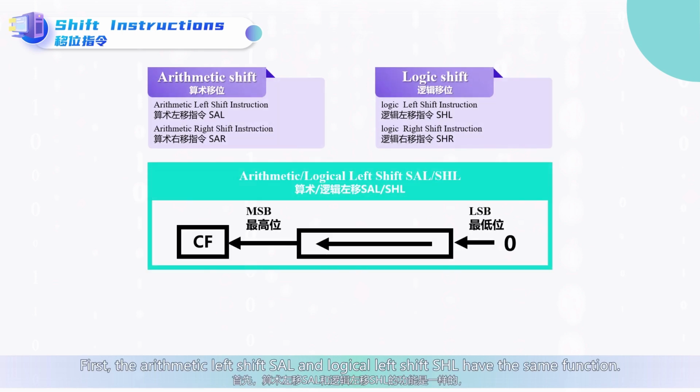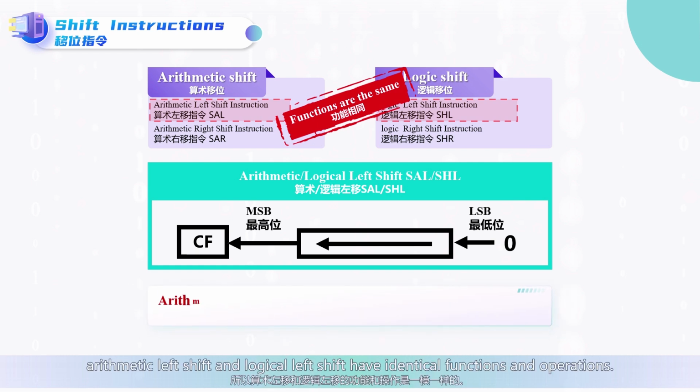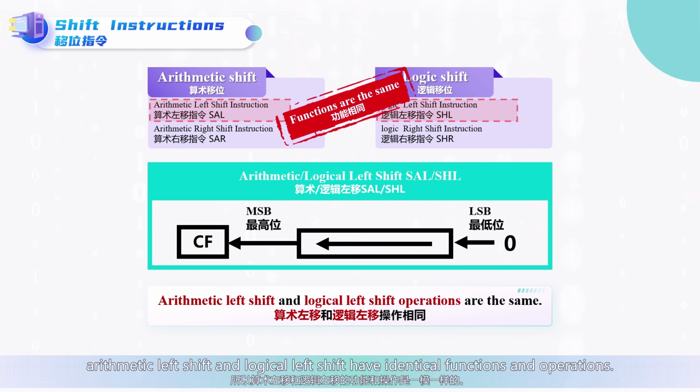First, the arithmetic left shift SAL and logical left shift SHL have the same function. They shift data left by 1 bit, moving the highest bit to the CF flag first, then shifting the remaining bits left by 1, and finally filling the lowest bit with 0. Since left shifts cannot preserve the sign bit, arithmetic left shift and logical left shift have identical functions and operations.